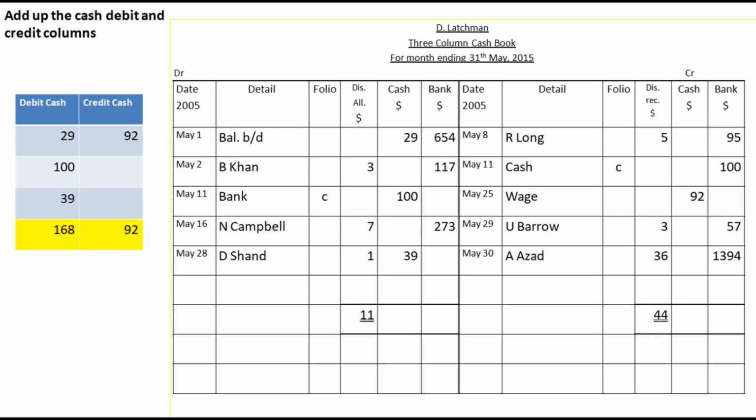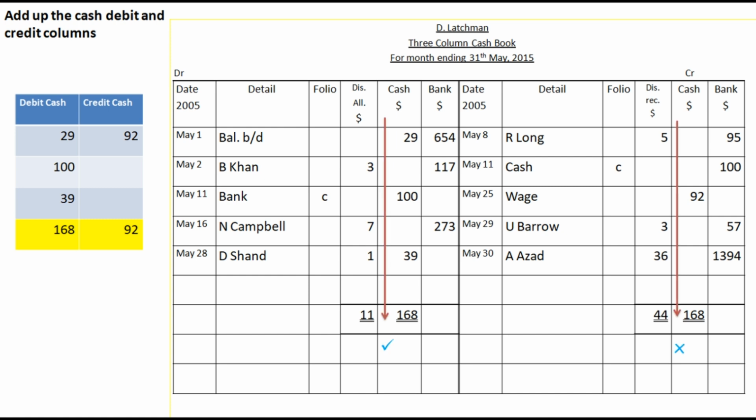Next, we have to look at which one of these totals is the most. And in this case, the debit cash is the most with $168. And so we're going to put that as the balancing figure on both sides of the three-column cash book, on the debit and the credit side under the cash account. There it goes.